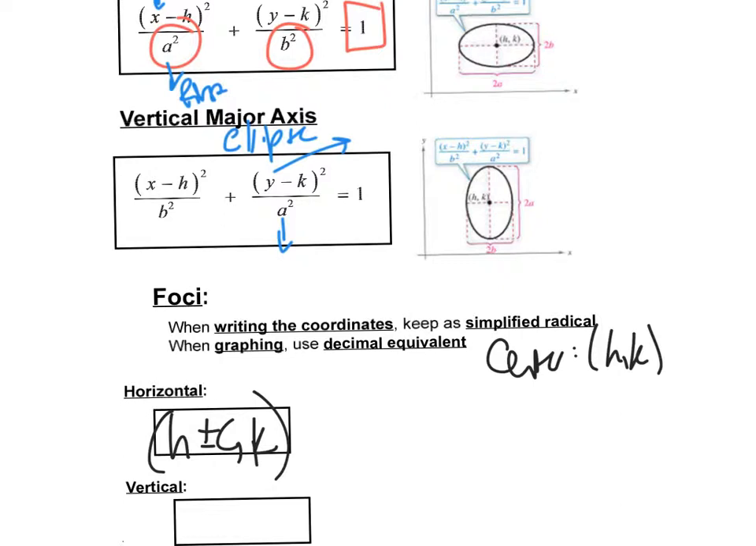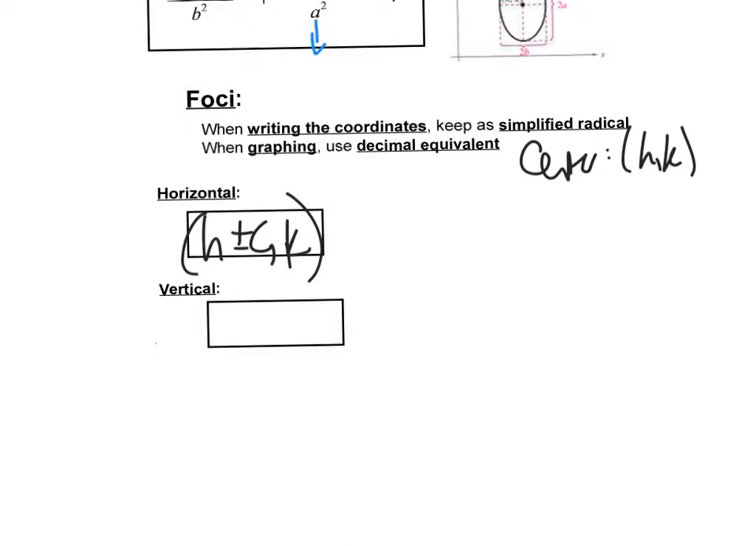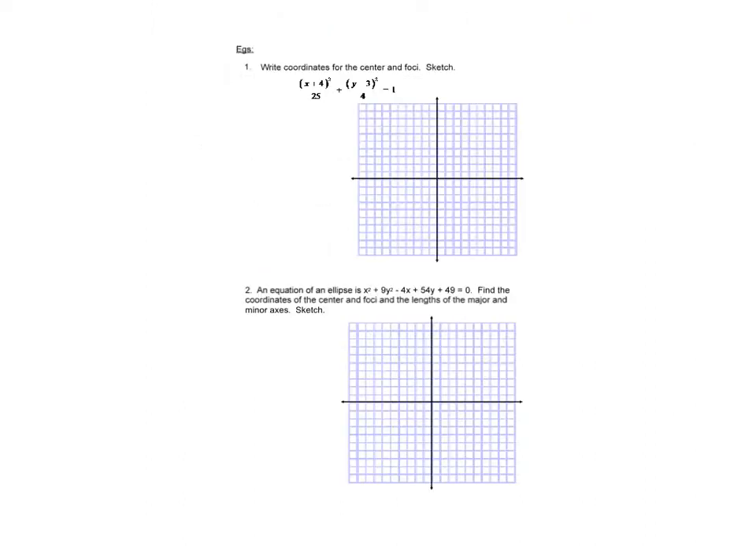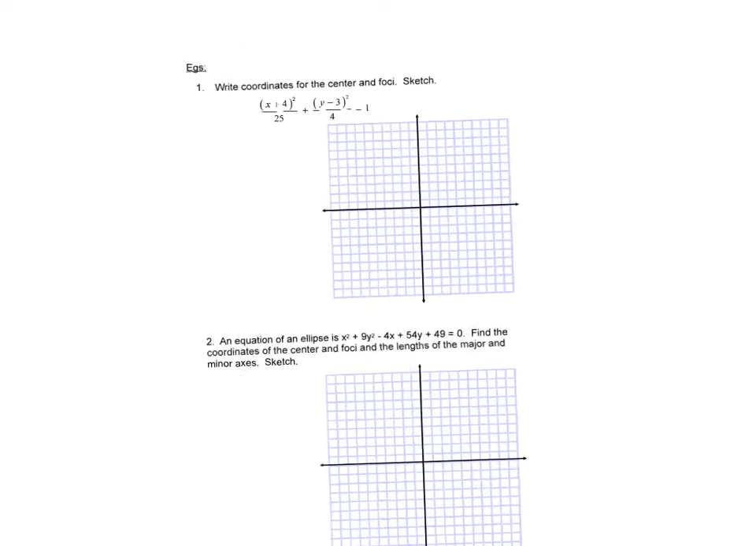And then your vertical one is going to be the same thing, except now your axes are going vertically. So now it's h comma k plus or minus c. So make sure you're filling that into your notes as well as your formula sheet, because that'll actually be handy later when you guys have a quiz on it. All right, next up. Let's do a little bit of practice.